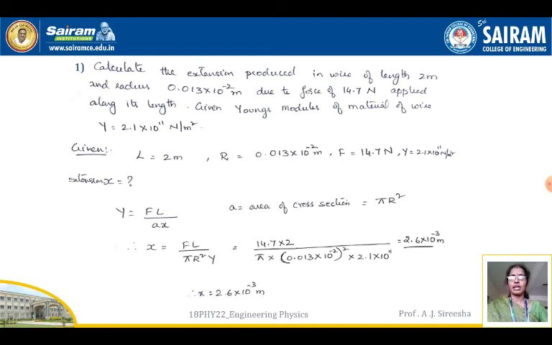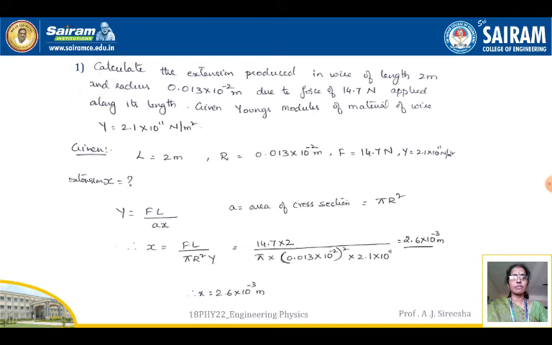Now, start with the first numerical. Calculate the extension produced in a wire of length 2 meters and radius 0.013 into 10 to the power of minus 2 meters due to a force of 14.7 newtons applied along its length. Given Young's modulus of the material of the wire Y is 2.1 into 10 to the power of 11 Newton per meter square.